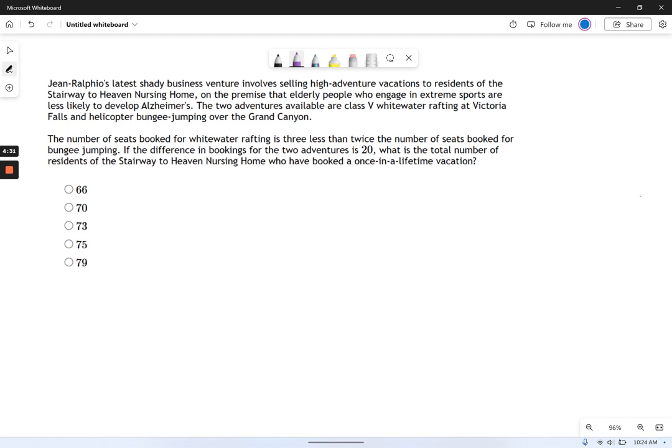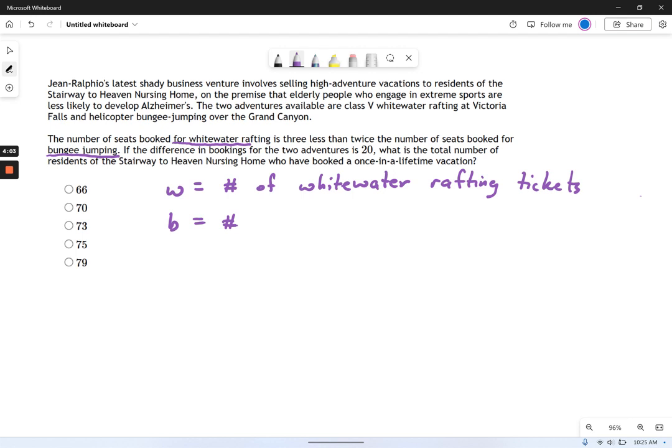Now, let's see. What do we have here? We have whitewater rafting. That's one of these things. And we have bungee jumping. That's the other. So I'm going to say W equals number of whitewater rafting tickets. And the other variable that I need is B, which is the number of bungee jumping tickets. I'll just say bungee tickets. So now with these two variables, I'm going to make my equations.